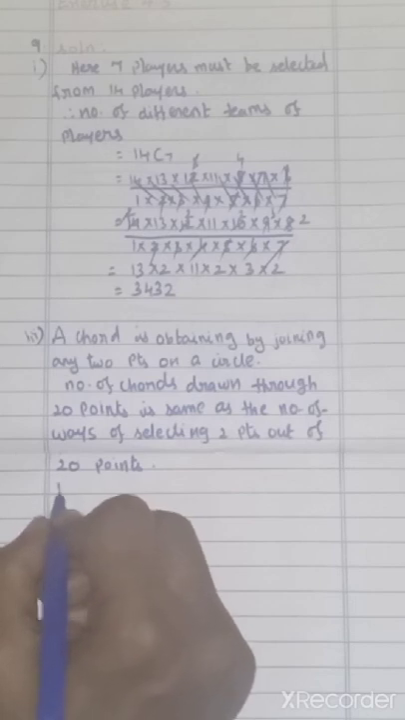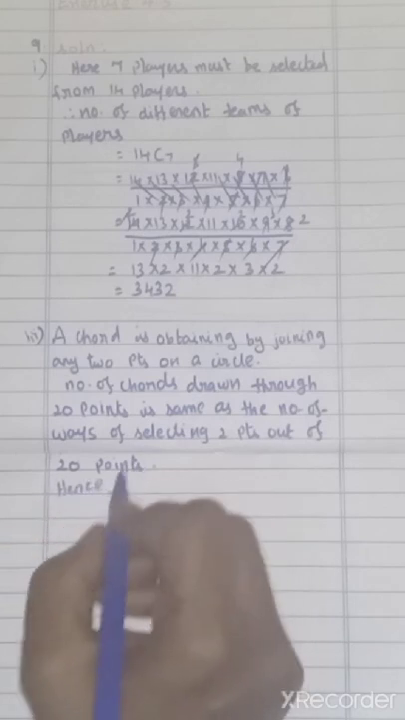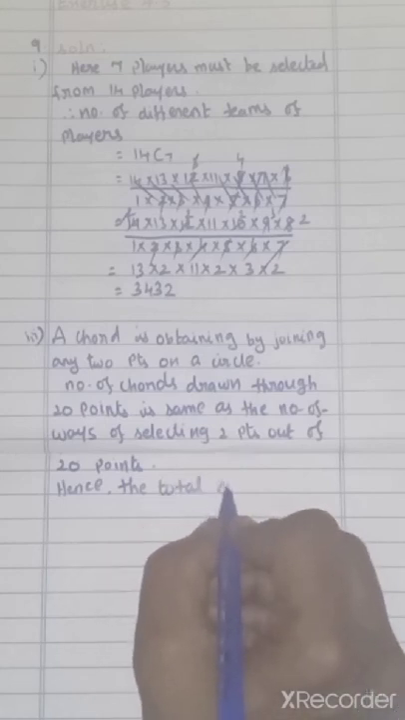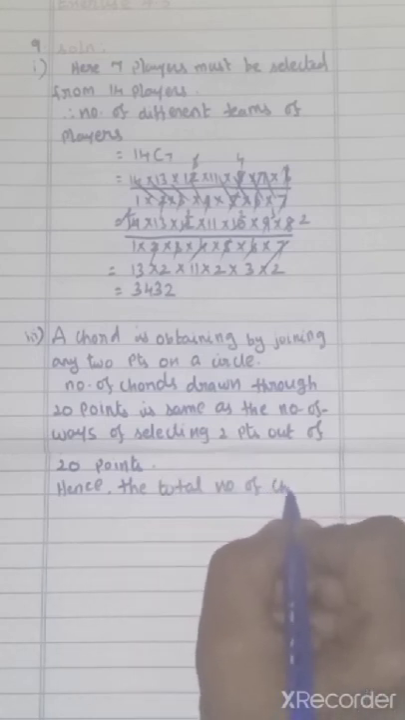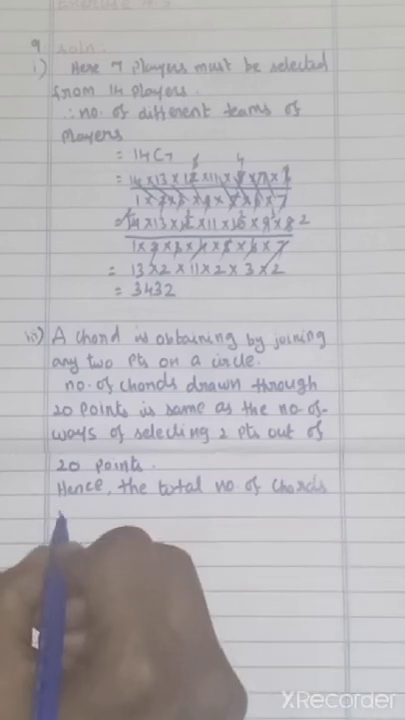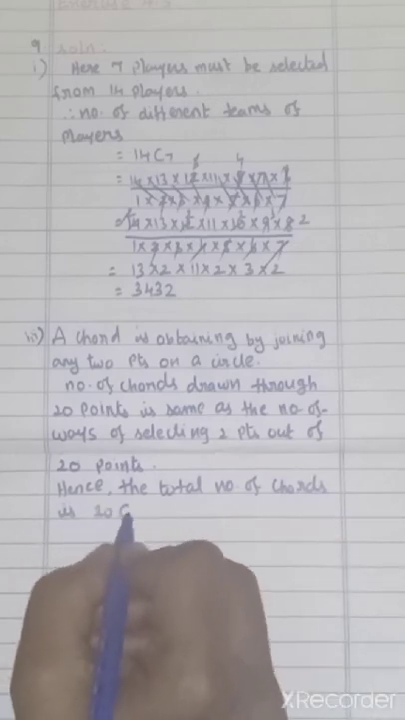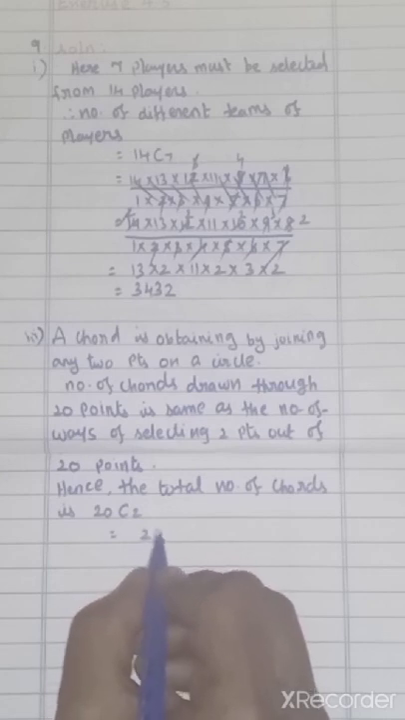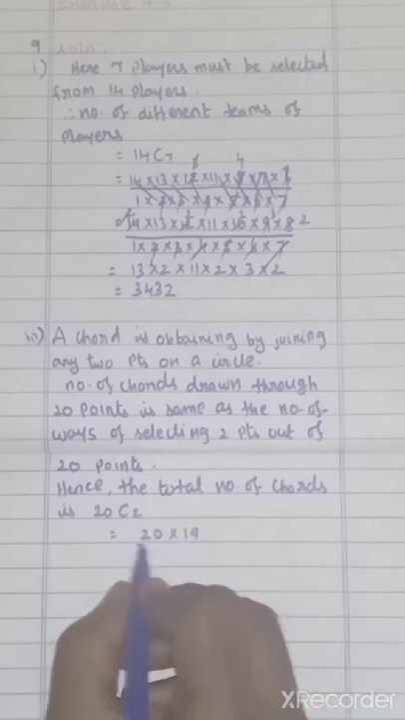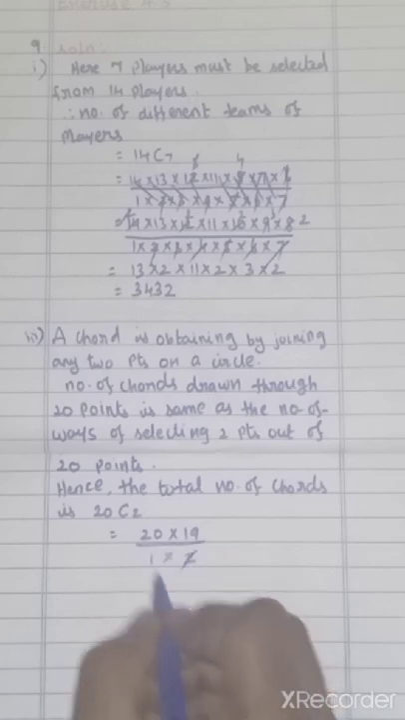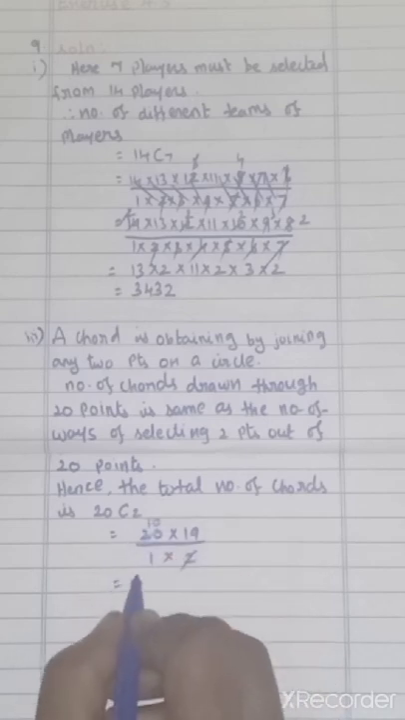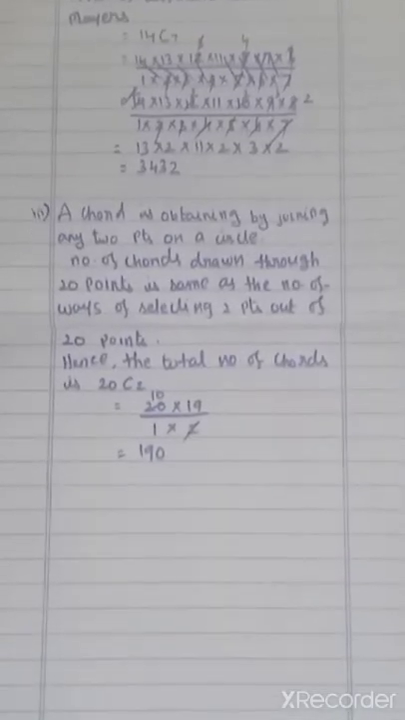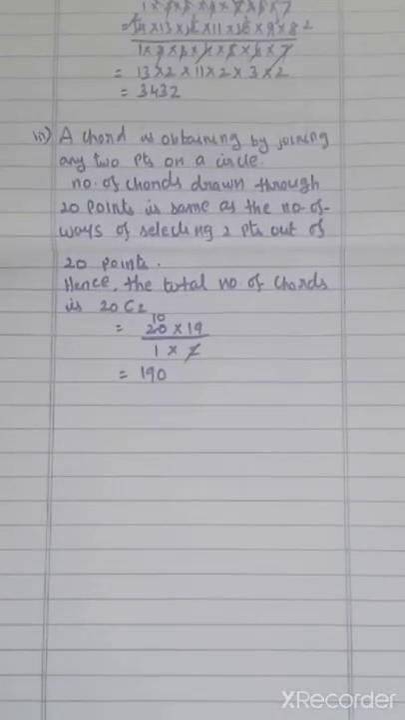So hence the total number of chords is 20C2, correct? So 20C2, how can we simplify? 20 into 19 by 1 into 2. So 10 times 19, which is equal to 190. So 190 ways we can form a chord, right?